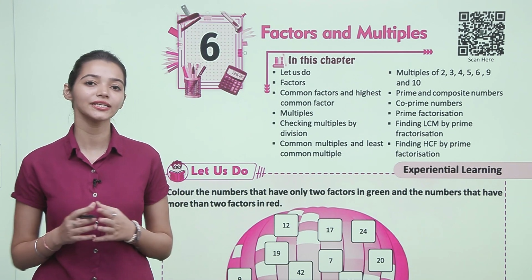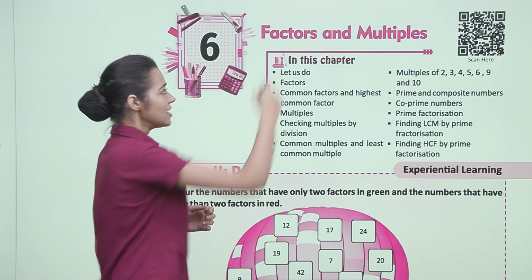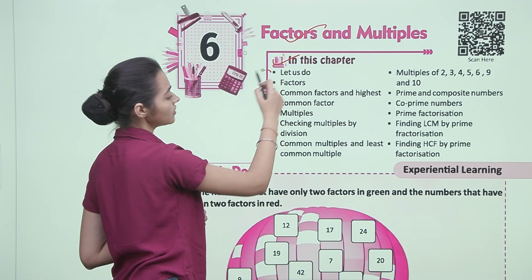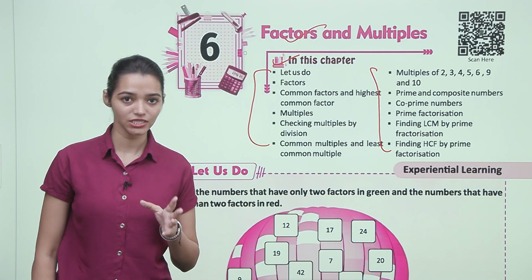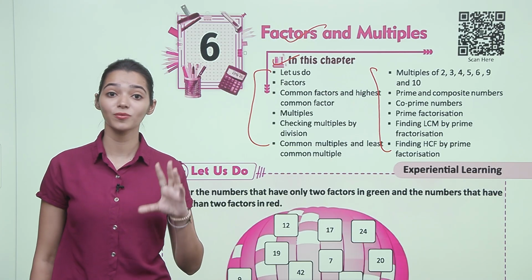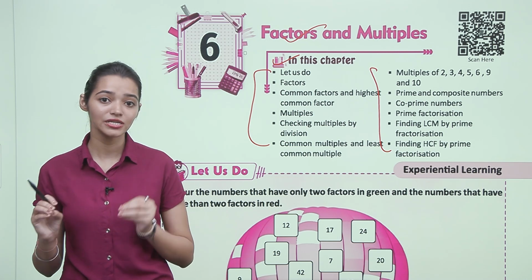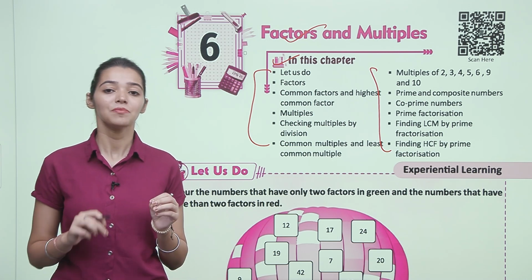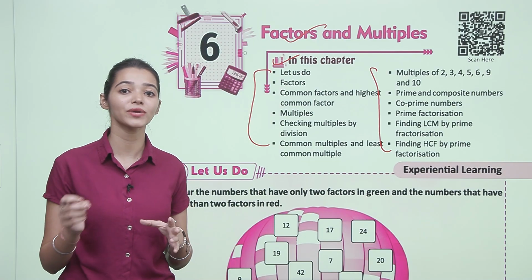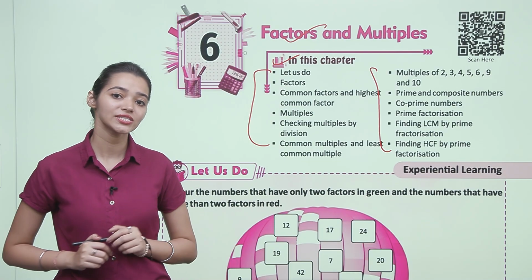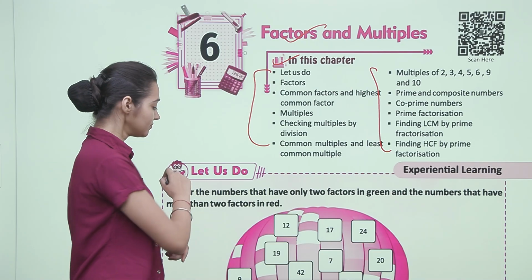My name is Renu Rathi and today we will be learning a very interesting and very relatable topic, that is factors and multiples. In this chapter, let us do what we have done in the earlier classes: factors, common factors and highest common factor, multiples, common multiples by division and least common multiple, multiples of 2, 3 and so on up to 10, what are prime, composite, co-prime numbers, prime factorization, and we will learn LCM and HCF by prime factorization.